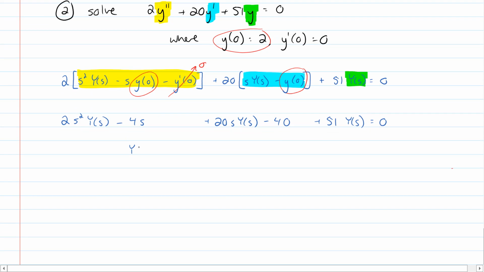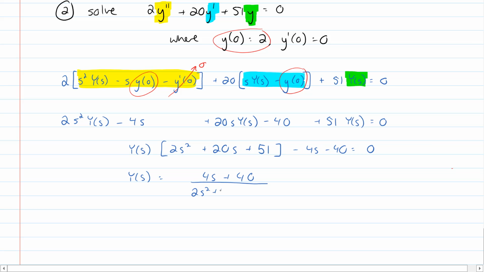Pulling out our Y(s) terms, we get Y(s) times (2s² + 20s + 51) minus 4s minus 40 is equal to 0. And so we're going to solve for Y(s) here. We're going to move the 4s plus 40 to the other side, and then divide by 2s² + 20s + 51.